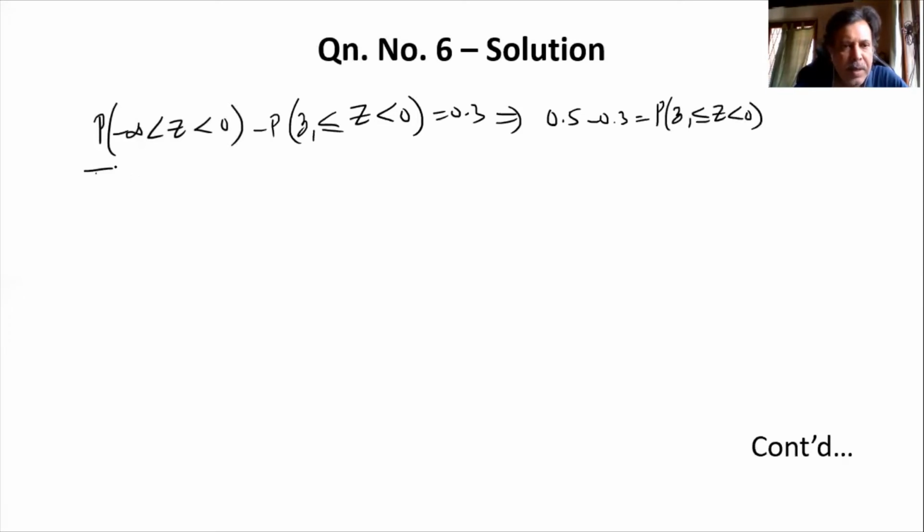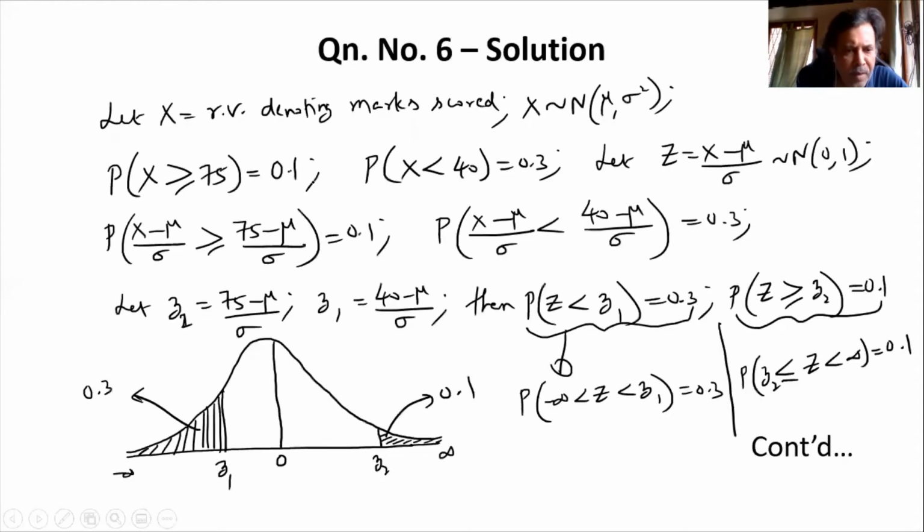So that means we have 0.2 is equal to probability of z1 less than or equal to z less than 0. One more thing we have to notice is that this z1 will actually be negative, and this will actually be positive. Why? Because it is coming prior to 0, and here it is coming after 0.